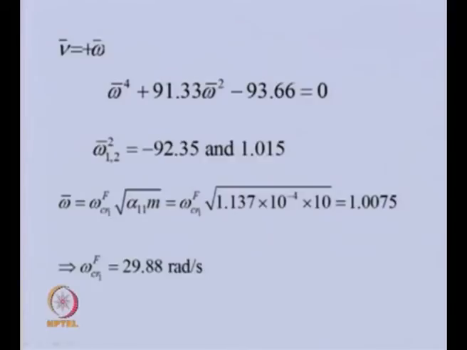For forward whirl, we have this condition, that the whirl frequency is equal to the spin speed ratio. If we substitute this to get the first critical speed, you can see the previous polynomial, which was containing both, will reduce to a simple quadratic equation in terms of omega square. So, it can be solved, but here one of the roots is coming negative.